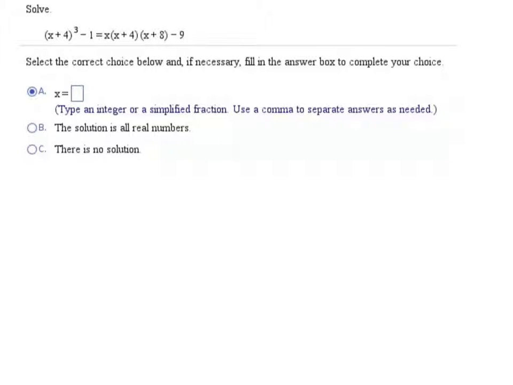Alright, so this is the problem that you're working on. I think the hardest part of this problem is just getting it all multiplied out. I think it'll be much easier after we get that part done. So we're going to start with our x plus 4 cubed.